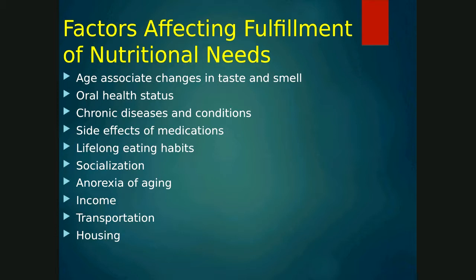Income can play a heavy role. If you can't afford to eat healthy foods, that could certainly affect your diet. Transportation and not being able to go out and shop on your own. But there's great resources out there like Meals on Wheels that can be helpful for people who are in this situation. And then, of course, those who have unstable housing have a lot of issues that can make nutrition very, very complicated.